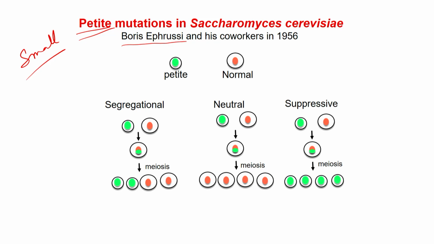So, another example is in Saccharomyces fungi. This was studied by Boris Ephrussi in 1956 and his co-workers, and you can see these Saccharomyces cerevisiae form colonies. And what you can see is that in the Petite mutation, the size of the colony is small, whereas in the normal the size of the colony is big.